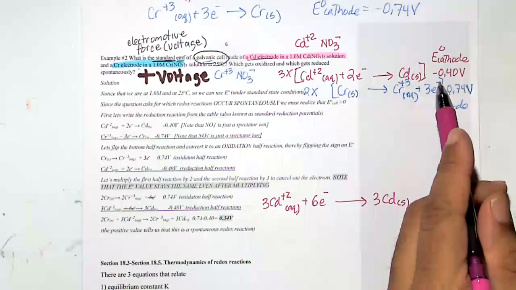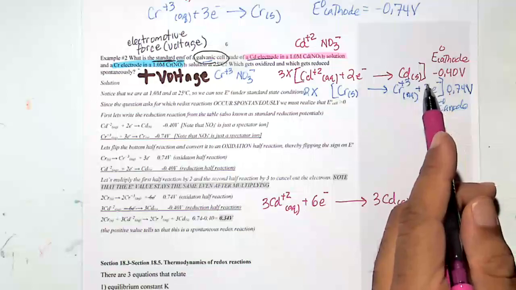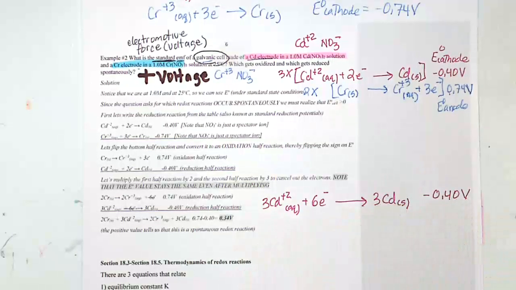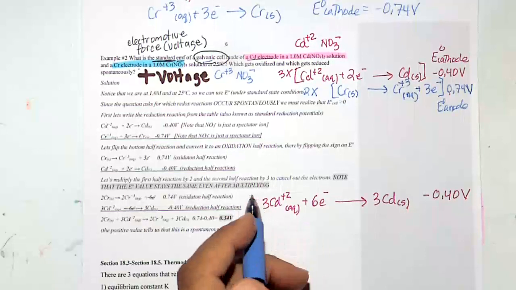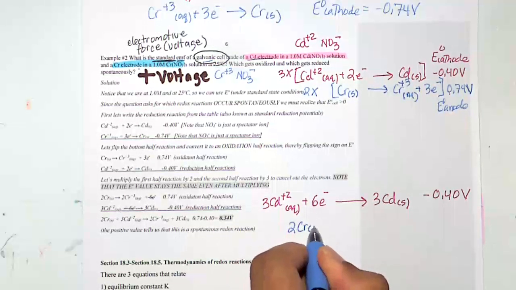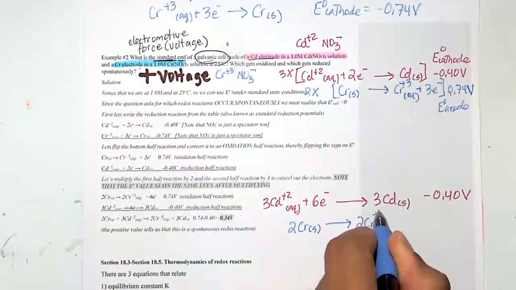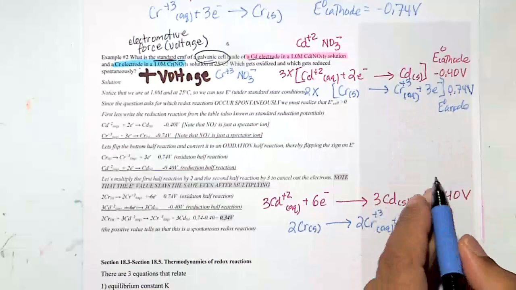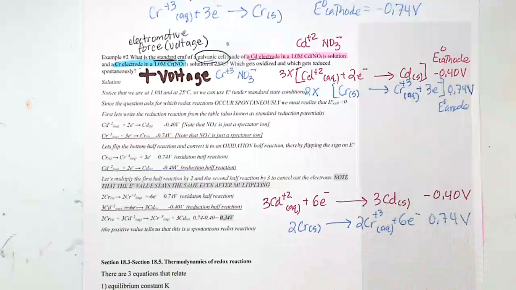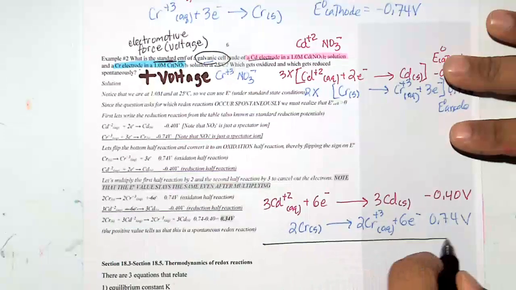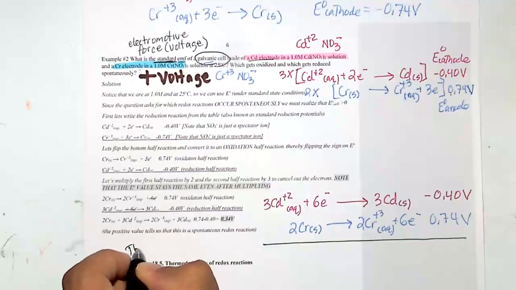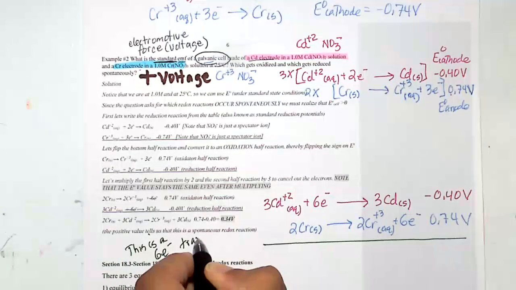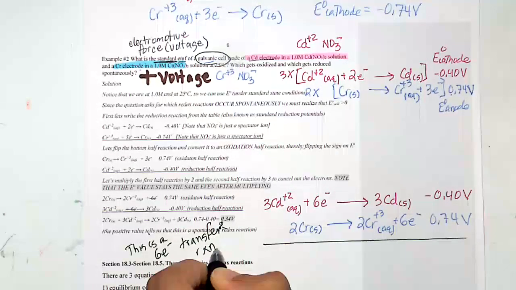What is the voltage? Is it going to be minus 0.40 volts? Remember, these numbers do not change. So even if I multiplied it by 3, it's still minus 0.40 volts. And then 2Cr solid. Even though I multiplied the bottom one by 2, this still remains 0.74 volts. I flipped it though. So how many electrons are being transferred here? This is a 6 electron transfer reaction, isn't it?